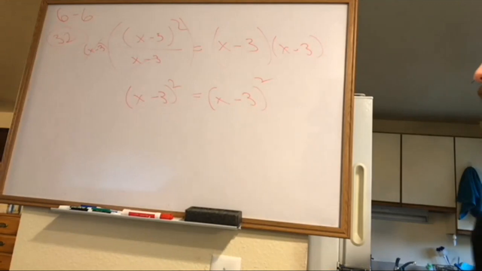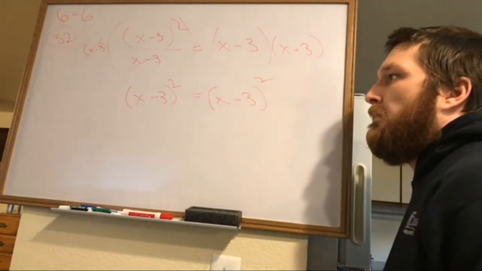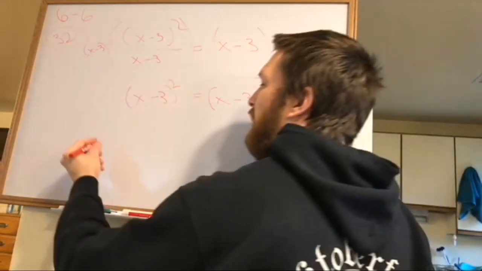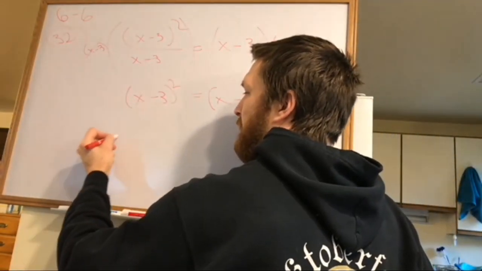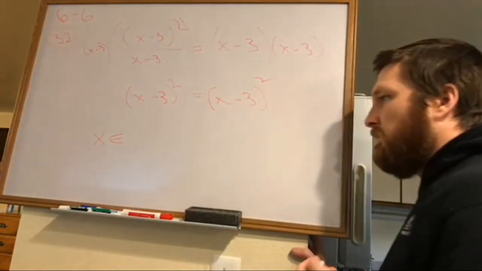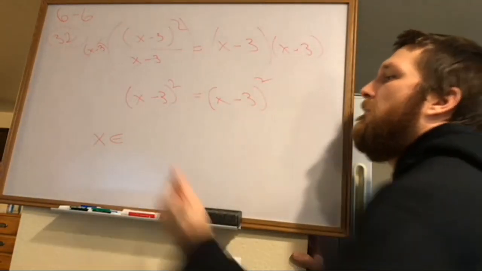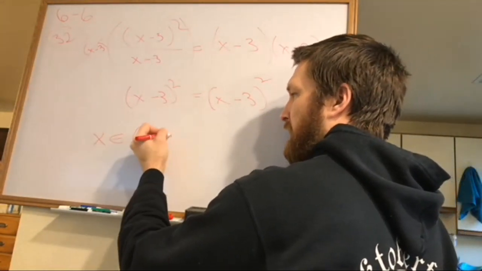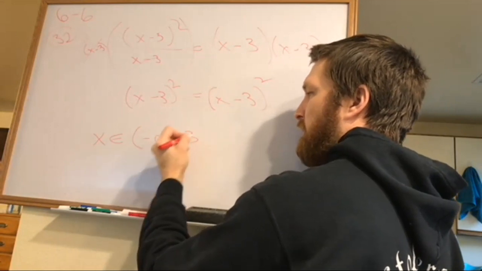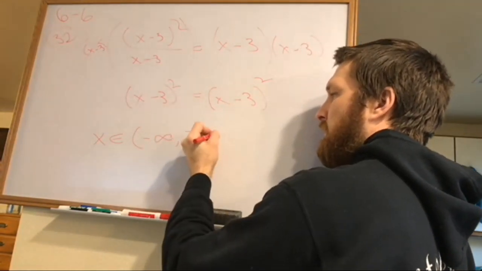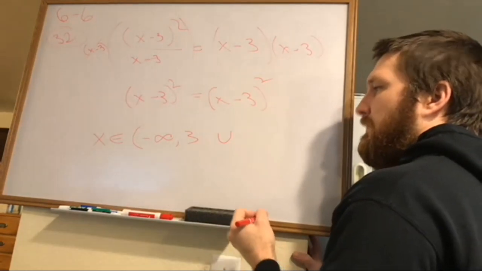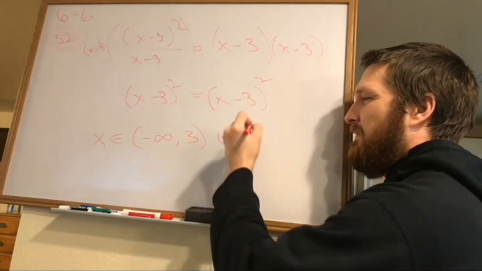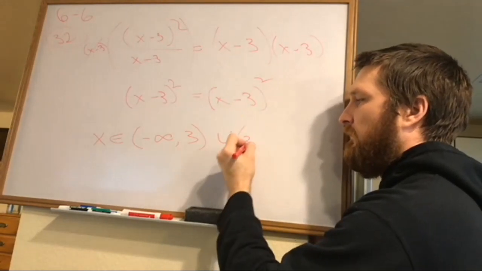So all real numbers work except for what? 3. Just 3. And so how do I write that in interval notation? You have a soft bracket, negative infinity to 3, and then the union sign. Or another soft bracket, I guess. And then a soft bracket, 3, and then the infinity.